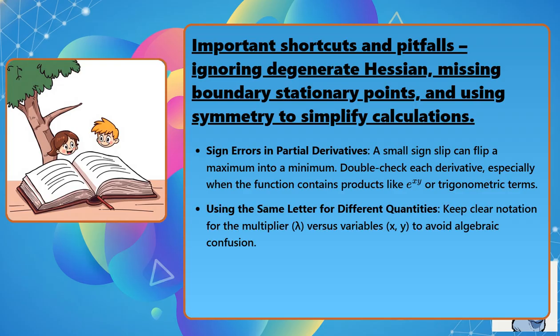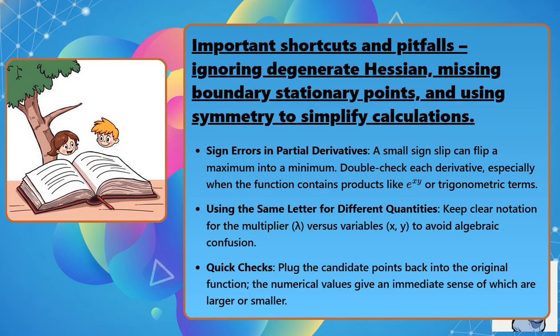Using the same letter for different quantities. Keep clear notation for the multiplier lambda versus variables x, y to avoid algebraic confusion. Quick checks: plug the candidate points back into the original function. The numerical values give an immediate sense of which are larger or smaller.